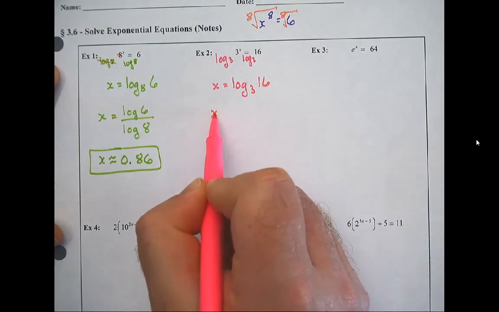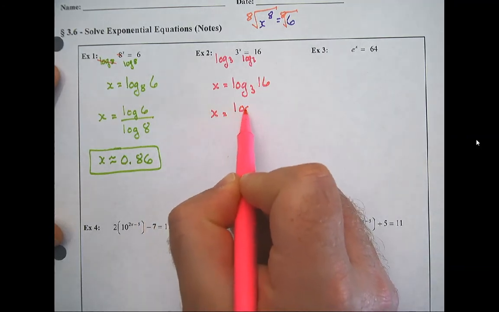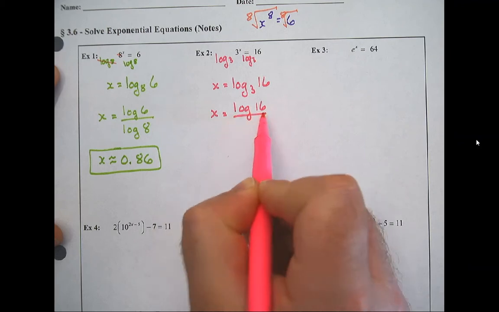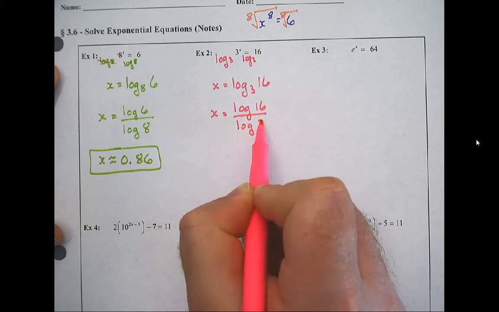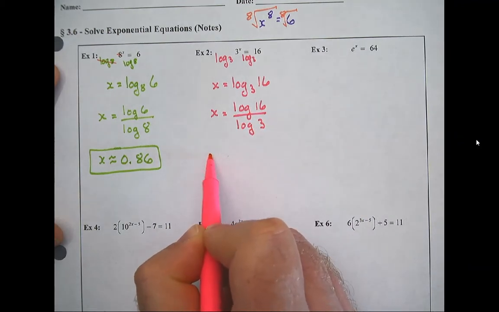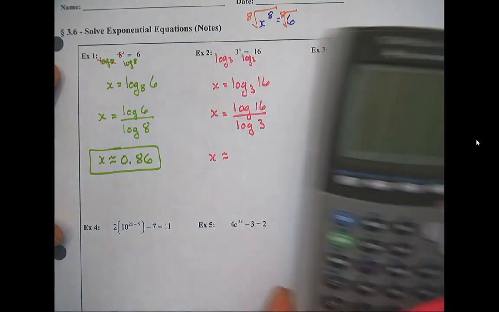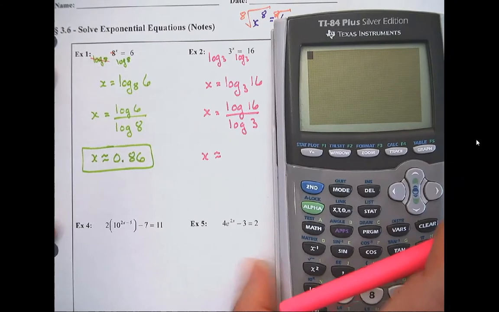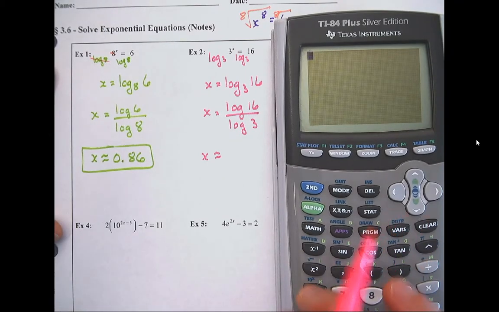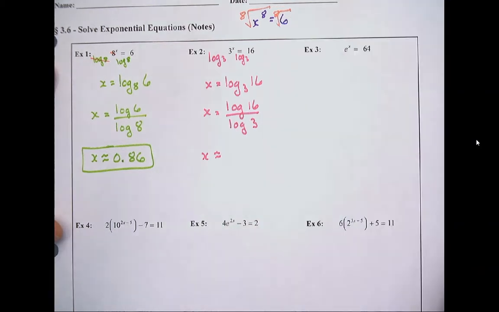That is not something I can do in my head. So I'm going to use my calculator to do log of 16 divided by log of 3. And we get x is approximately, all right, let's try it again. This time I'm not going to use the fancy button. Log of 16, close it, divided by log of 3, close it, and we get 2.52.